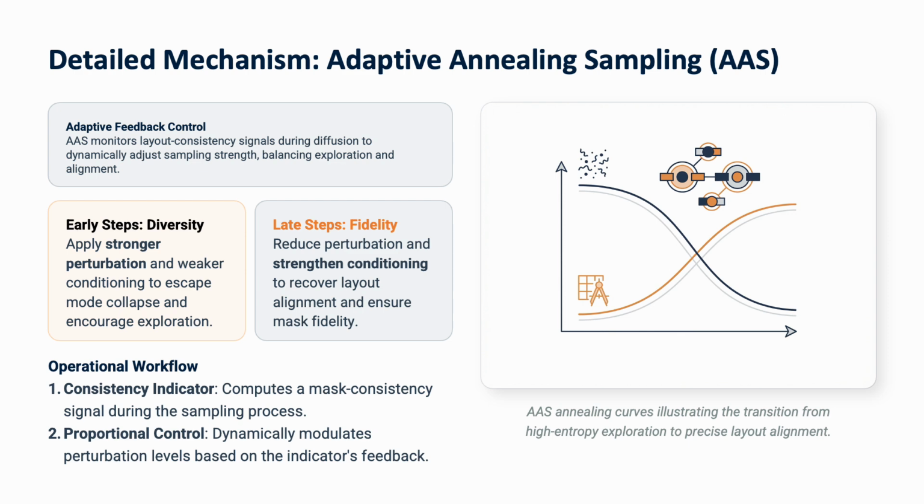What makes it adaptive is the feedback controller in the middle. We monitor a layout consistency signal during the sampling and use it to adjust how strong the annealing is, so we get more diverse samples but still preserve the precise boundaries needed for segmentation.